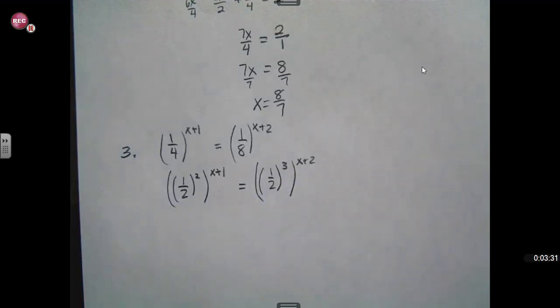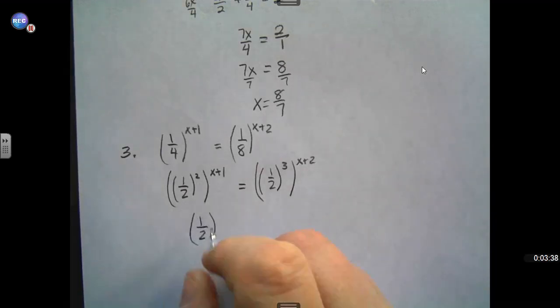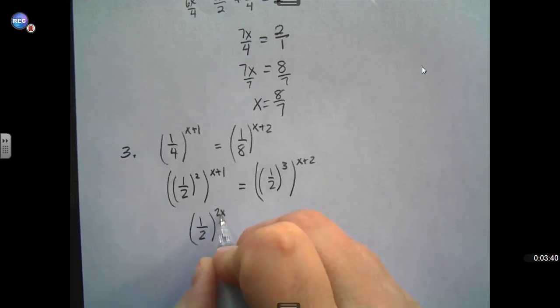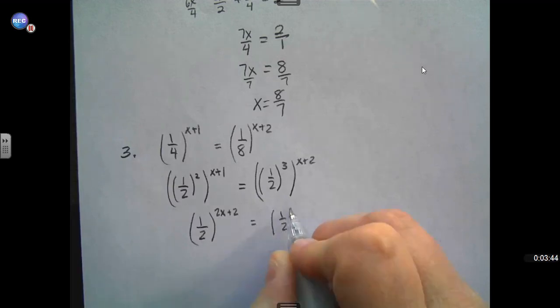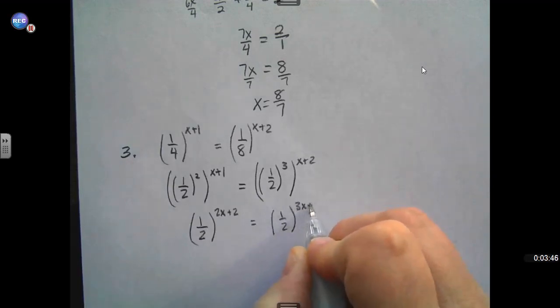And when I have a power raised to a power, I multiply those exponents. So that's 1/2 to the 2x plus 2 equals 1/2 to the 3x plus 6.